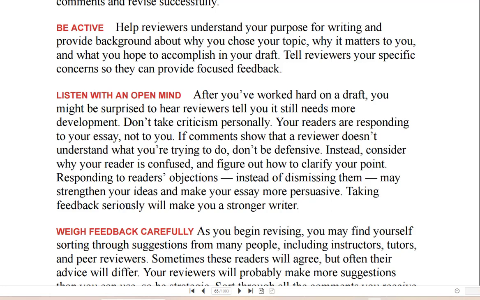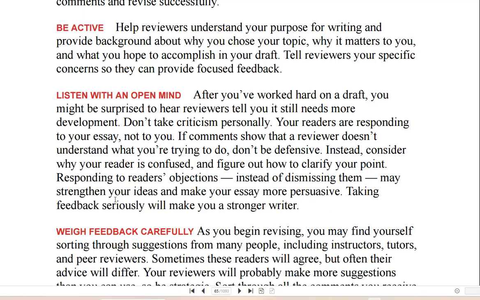After you've worked hard on a draft, you might be surprised to hear reviewers tell you it still needs more development. Don't take criticism personally. Your readers are responding to your essay, not to you. If comments show that a reviewer doesn't understand what you're trying to do, don't be defensive. Instead, consider why your reader is confused and figure out how to clarify your point. Responding to readers' objections instead of dismissing them may strengthen your ideas and make your essay more persuasive. Taking feedback seriously will make you a stronger writer.